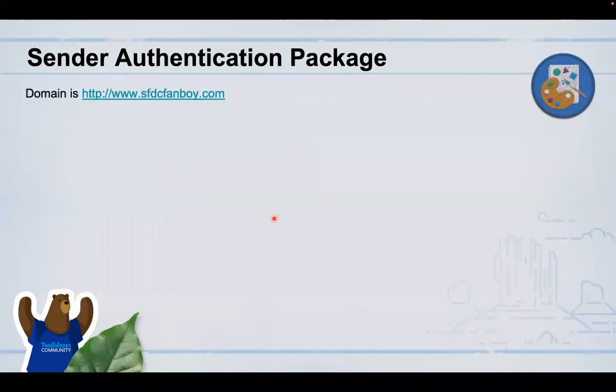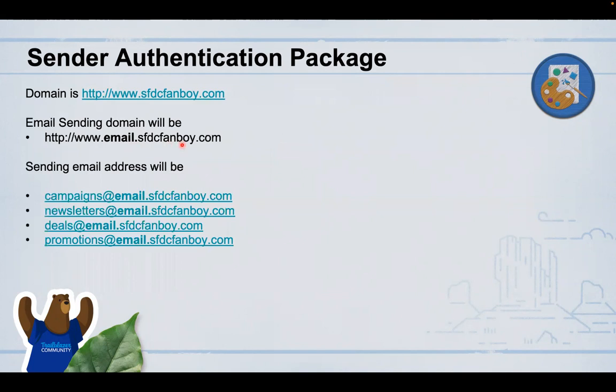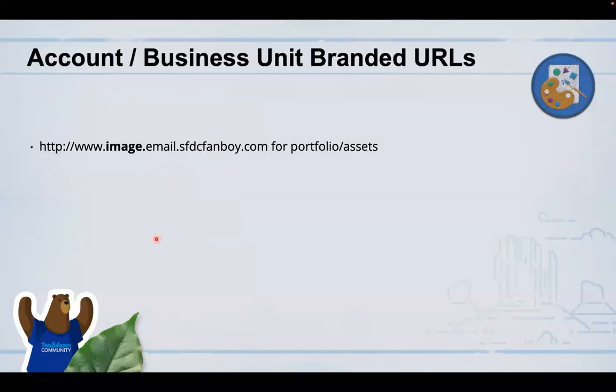Again, I'll take the same example throughout the session. So the domain is this. Whenever I want to send, I'll use a subdomain, as I mentioned, so email.sfdcfanboy. And these are my different sender profiles. I'll use campaigns or newsletters or promotions or notifications, etc. So these are my sending email addresses. As you can see, I'm still using my subdomain itself for all these. So that is one branding.